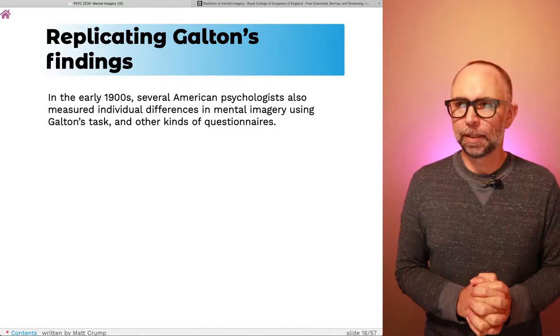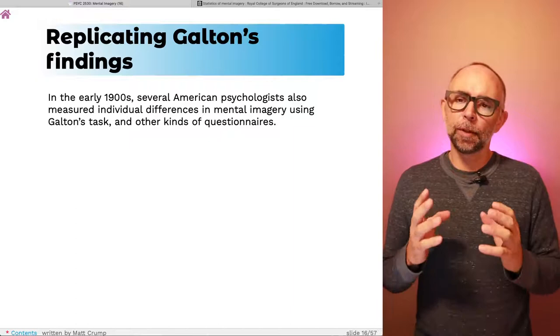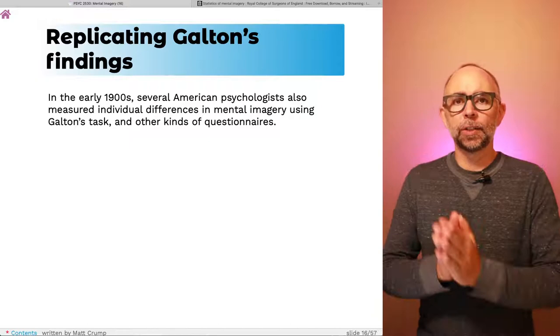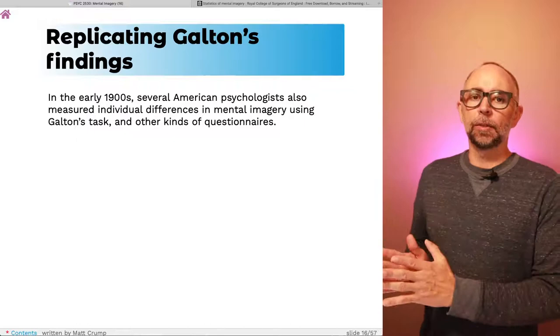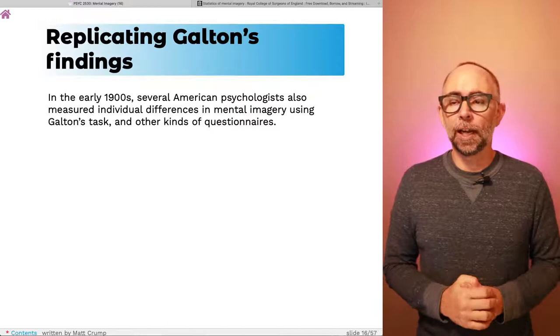The next thing I want to talk about is research using Titchener's approach in America that was an attempt to replicate Galton's findings. So one of the findings that we are focusing on right now is the idea that mental imagery is an ability, but people have great variation in that ability. Some people experience extremely vivid mental imagery, and some people experience almost none, and many people experience everything in between. So that's the general pattern. That's what Galton found in the 100 people he asked about it.